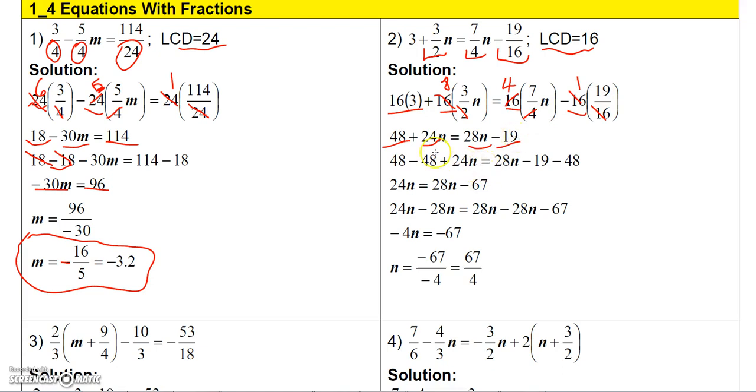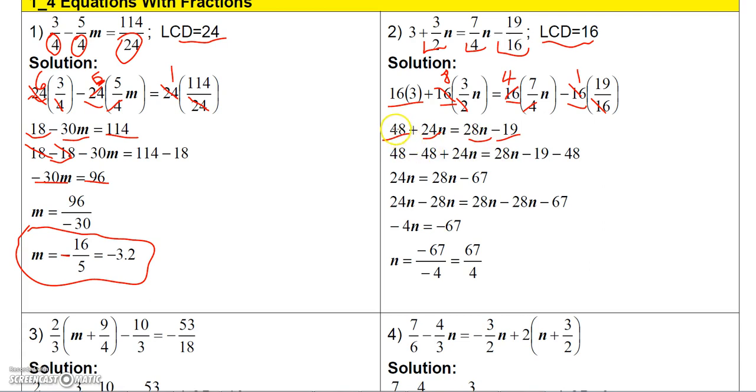Okay, now I have a variable term on the left and a variable term on the right, and I have a number on the left, number on the right. So what I'll do is what I did earlier. To get rid of this number 48, I'll subtract 48 from both sides. So take it away there and take it away there. And then that'll cancel the 48, and it'll leave me with 24n on the left. And then on the right, I didn't do anything with the 28n, so it'll still be there. And then minus 19 minus 48 is actually minus 67.